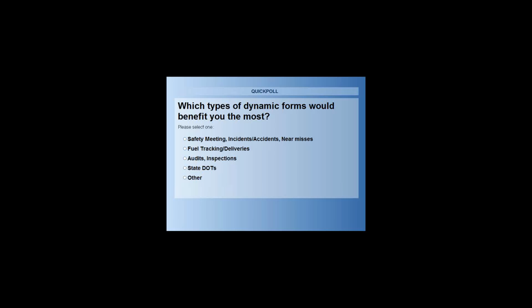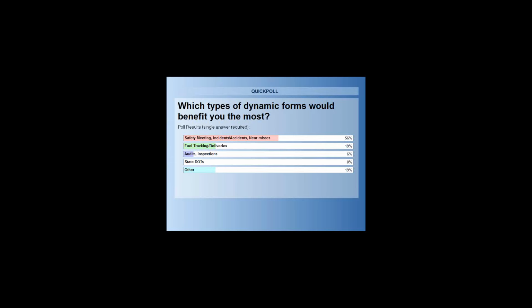Okay. Well, that's one I actually would expect to be in there pretty big, too. So far, safety meeting is the biggest, then fuel. There's other in there, and audits and inspections. It's tracking pretty well with about 60% safety meeting. The next most popular is fuel tracking and deliveries, then audits and inspections, and then just general other. They'd like to have some other forms available.